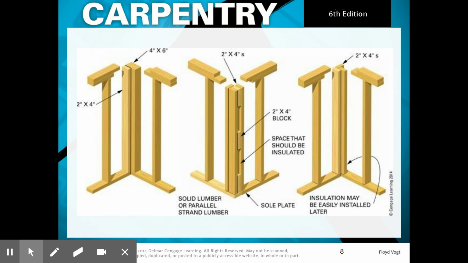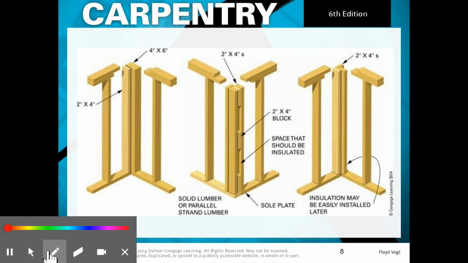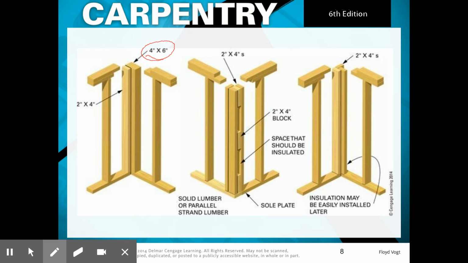Here's an example for some of the corners that we can build. In this example, they use a 4x6 in the corner, and you can see the way that this is constructed on the outside. We can easily hang our exterior sheathing there. And this corner that it creates on the inside, we'd be able to hang our drywall quite easily.